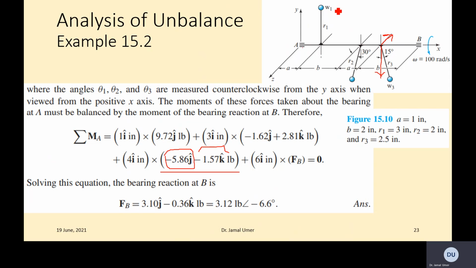So you have moment because of this weight, this weight, this weight, and some moment at B basically, that is also causing moment. This is like a simple beam question. So first this one, W1. A is 1, which is given over here, so 1 inch. It is in the I direction.